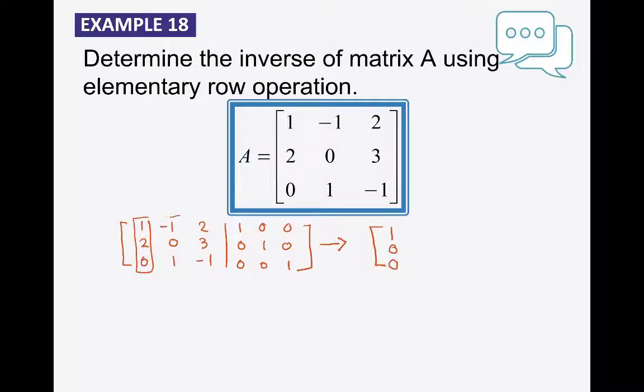Then I will focus on my second column, and I will change 0 to 1 first, followed by 0, 0. The last would be the last column, so I will try to change negative 1 to 1, and then 0, 0. That would be my procedure. On your right hand side, the matrix that we obtain will be your A inverse. As we manage to change A to identity, we will be obtaining A inverse.